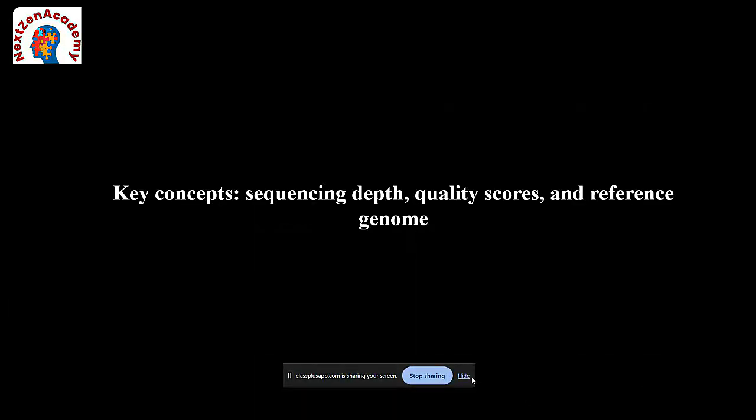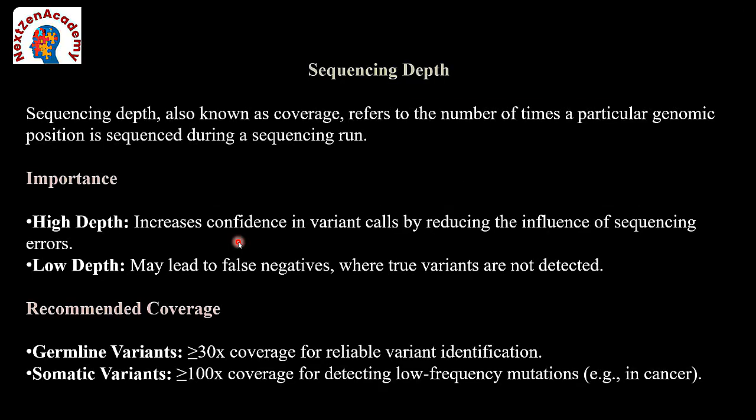Next, when we are working with variant calling, we need to look at three things. One is sequencing depth. Sequencing depth, also known as coverage, refers to the number of times a particular genomic position is sequenced during the sequencing process.